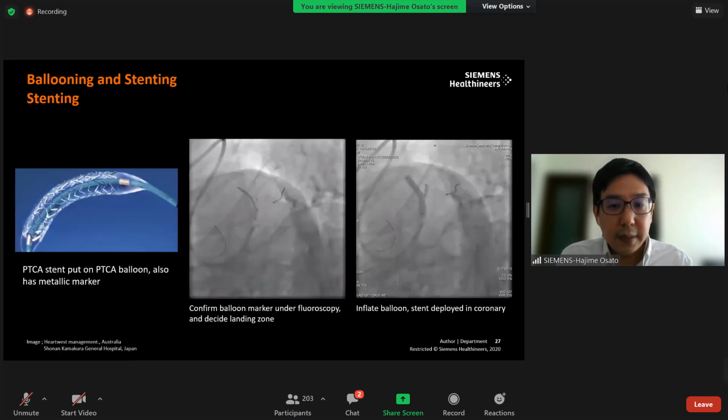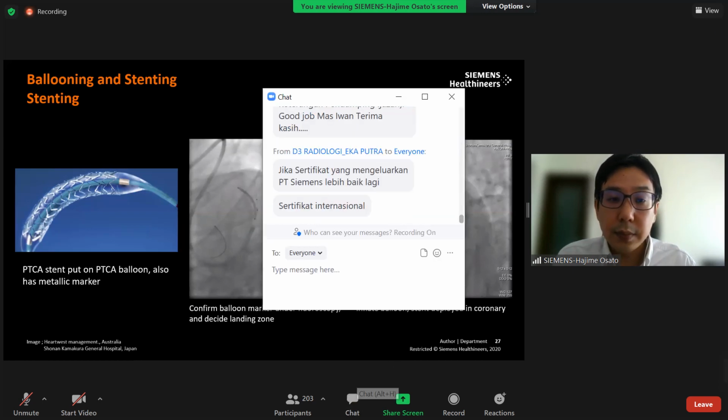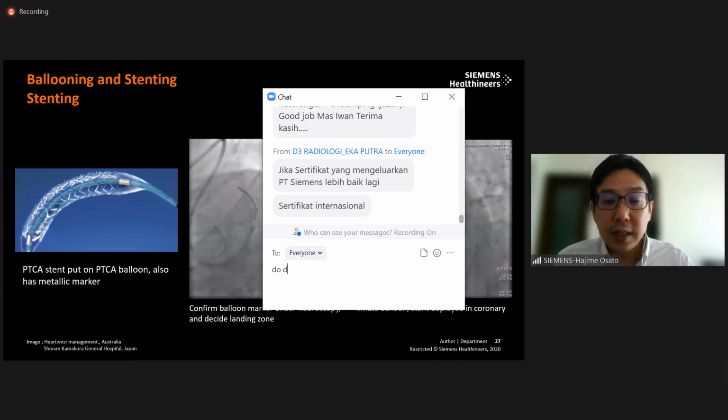All right, so the PTCA stent. It is put on the PTCA balloon, so it also has a metallic marker. So confirm the balloon marker on the fluoroscopy and decide the landing zone. And after that, the balloon is inflated and the coronary stent will be deployed in the coronary tree.